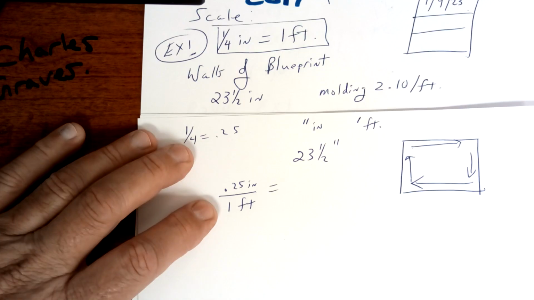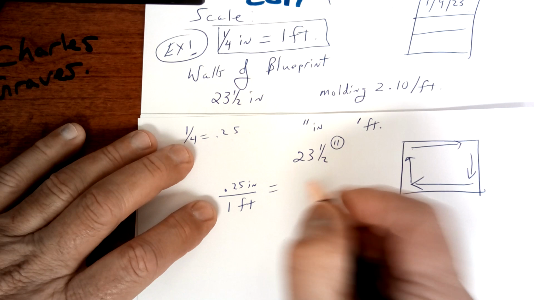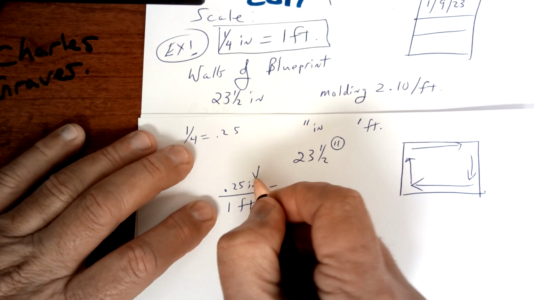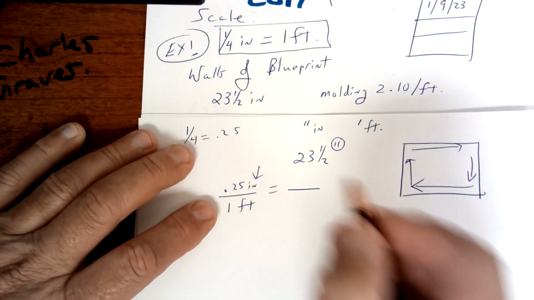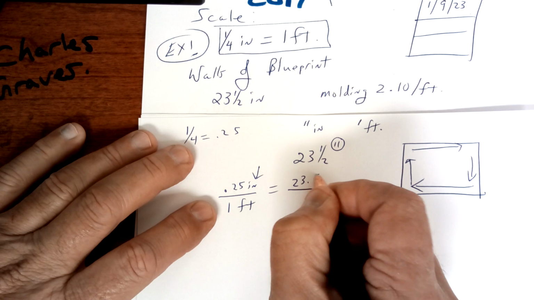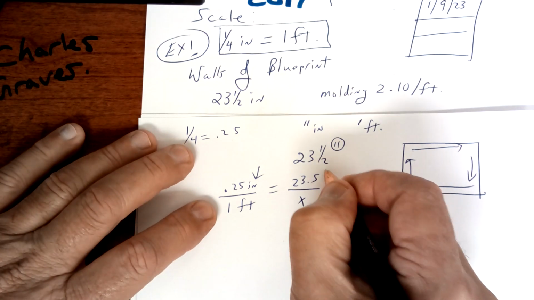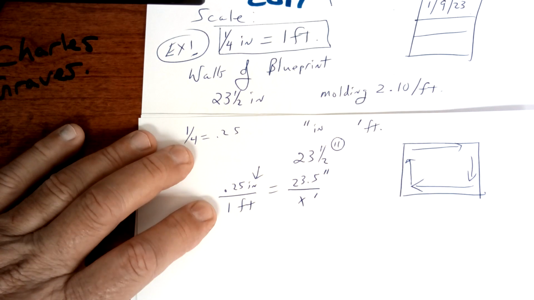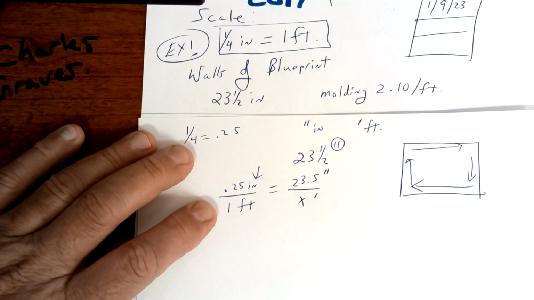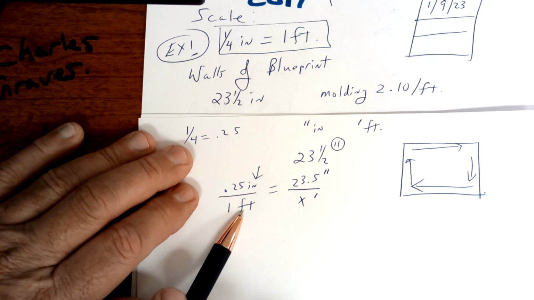All right, so this one right here is inches. So you want to put the inches at the top because that's where the inches are right there. So put 23.5 and put X. And that represents feet. So this one is inches and this one is feet. Okay? So notice the pattern. Inches over feet, inches over feet.